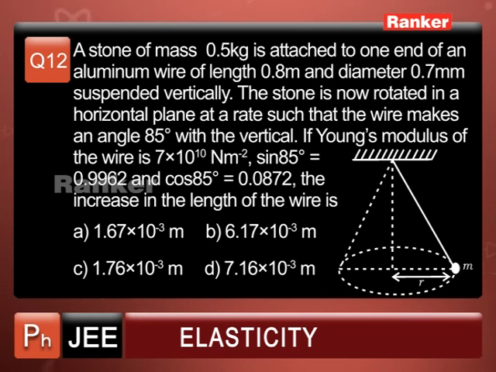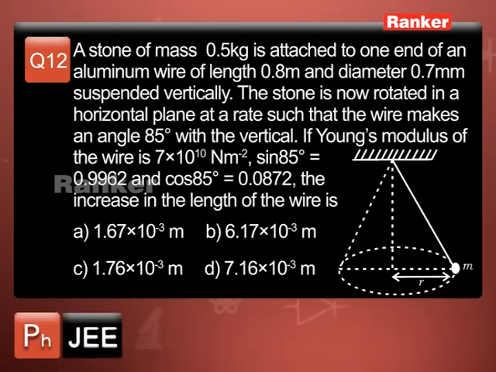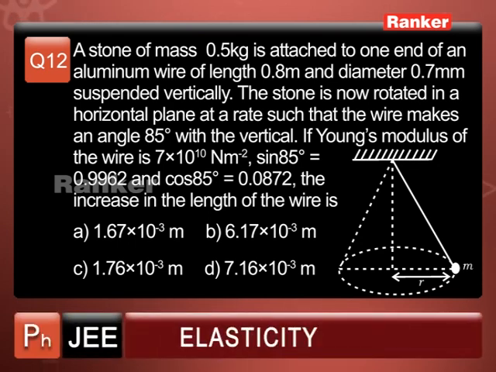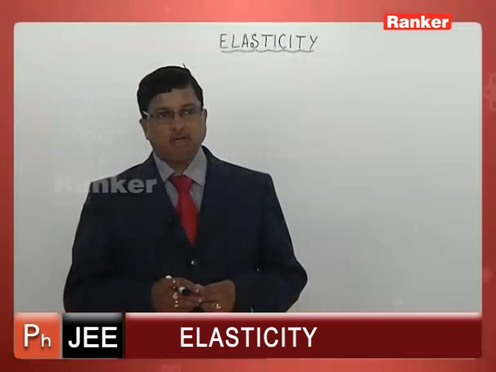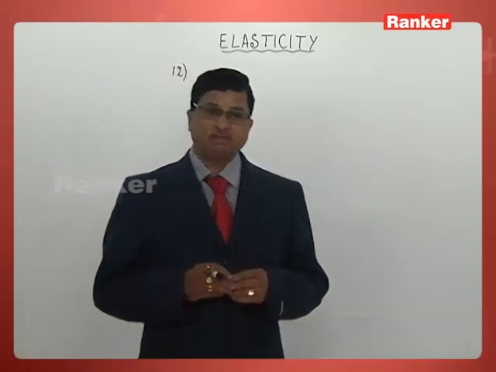The increase in the length of the wire is how much? That is actually the question given, and four options are mentioned this way: 1.67 into 10 power minus 3 meter, the first option; 6.17 into 10 to the power minus 3 meter, the second option; 1.76 into 10 power minus 3 meter, the third option; and 7.16 into 10 power minus 3 meter, the fourth option. What exactly is he giving us?